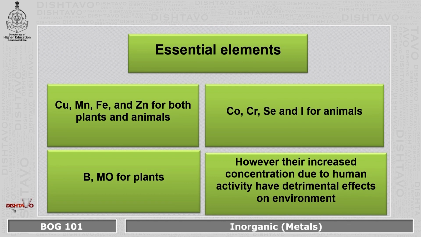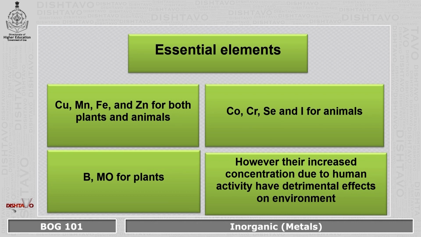Many of these are essential elements. For example, copper, manganese, ferrous, zinc, they are essential for both plants and animals. Cobalt, chromium, selenium, iodine are essential elements for animals. Boron, molybdenum are essential for plants. Though they are essential elements, their concentration in nature is very low.